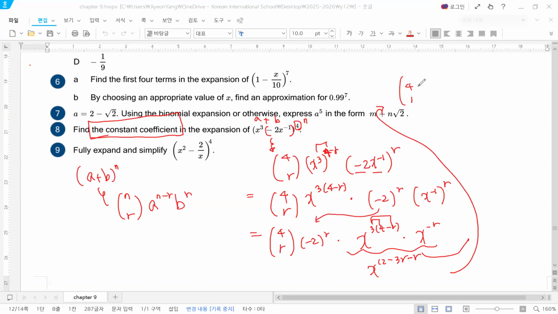Therefore, 4Cr, negative 2 to the power of r, and x to the power of 12 minus 3r minus r, which is 12 minus 4r. Since they ask you to find the constant, which means no letter, this power should be 0. Therefore, the value of r should be 3. So 4C3, negative 2 to the power of 3 is the constant term of this expansion. 4C3 is 4, and negative 2 cubed is negative 8. Therefore, the constant term is negative 32, which is the answer to this question.